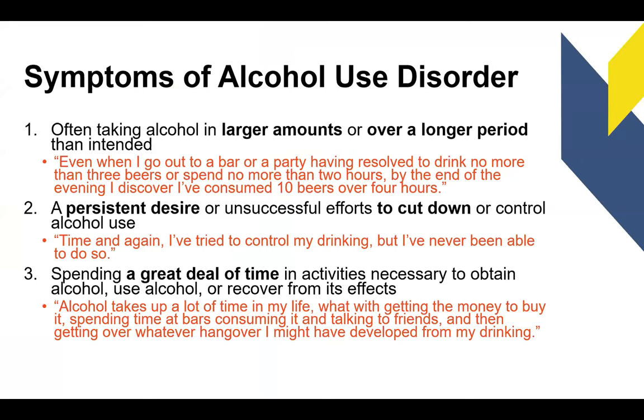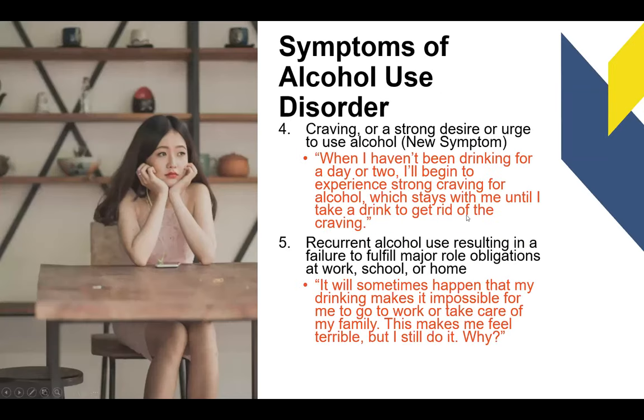And in the red are sort of examples of what you might look for. What I will say about these criteria is, if you see words like recurrent or plural efforts, it has to be this pattern. It cannot be a one-time thing. The fourth criterion, craving, is new to DSM-5. It replaced recurrent legal problems that were alcohol or drug related. It was thought that this was culturally biased and was removed and replaced with craving.